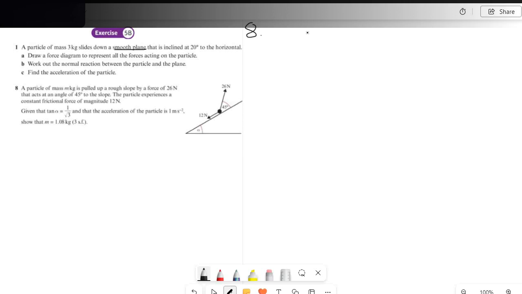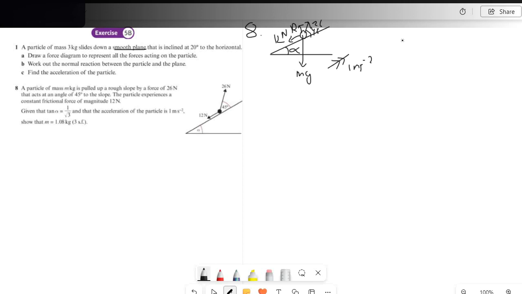So first, let's redraw the plane again, which would look something like this. If this is the particle and if this is alpha, we can say that because the mass is m, this should be mg, which is the weight. Here is 12 newtons acting on the particle, and this is 26 acting at an angle of 45. Because there is an acceleration, we can say that the acceleration is parallel and upwards to the inclined plane. Therefore, this should be 1 meter per second squared, and this should be the reaction force.